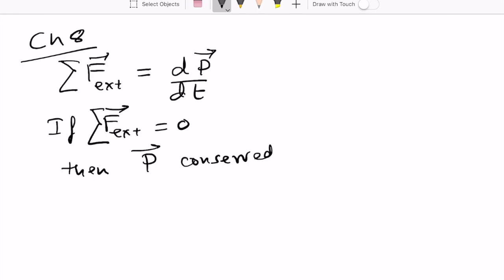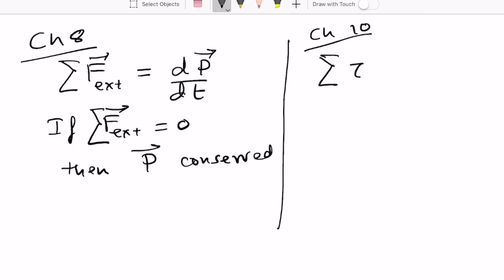And this was called the conservation of linear momentum. And I told you that this is a fundamental law of the universe. There is something very, very similar with angular momentum. So you can prove that the net external torque on a system is equal to the rate of change of angular momentum of the system.